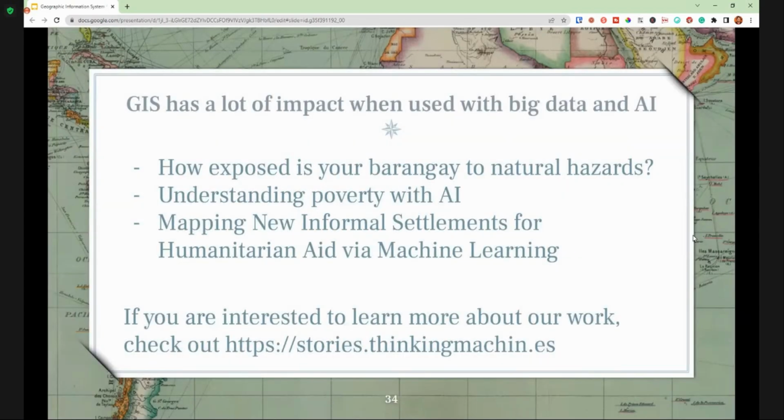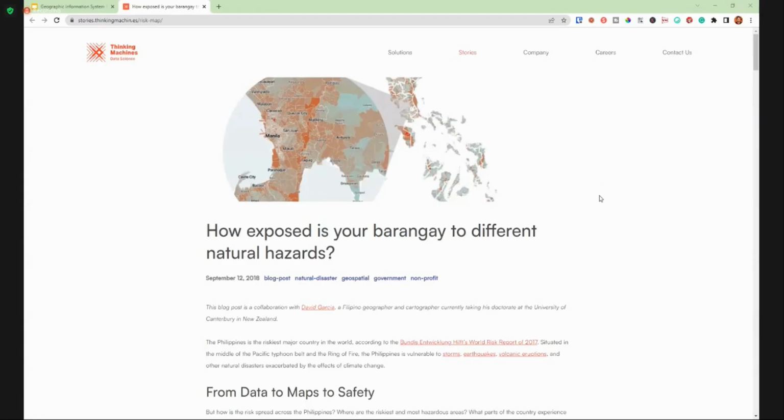For this one, I will be showing you some articles, some stories that we made at Thinking Machines. These are just some of the work that we did. These are just three, and the TLDR is basically that GIS has a lot of impact when used with big data and AI. Let me just stop sharing and maybe show you some of the articles that we've made. Okay, all right. If you guys can see my screen, that's my first question. Please acknowledge if you can.